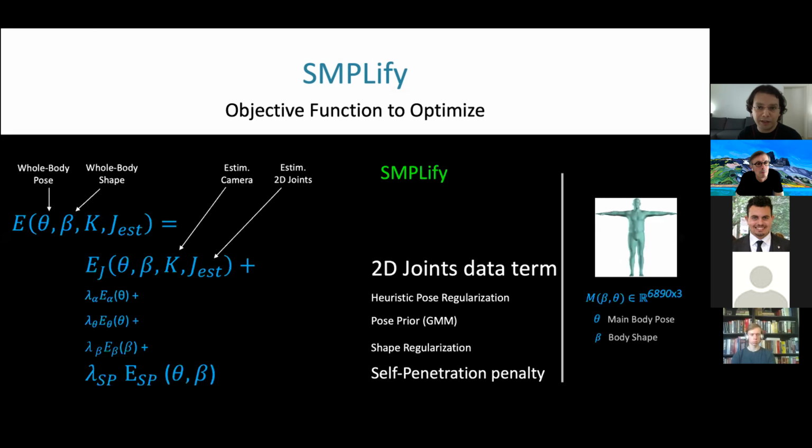We combine all these terms together with some regularizers in a single objective function E. And we minimize this energy with gradient descent. And for this, we can pick your favorite optimizer.